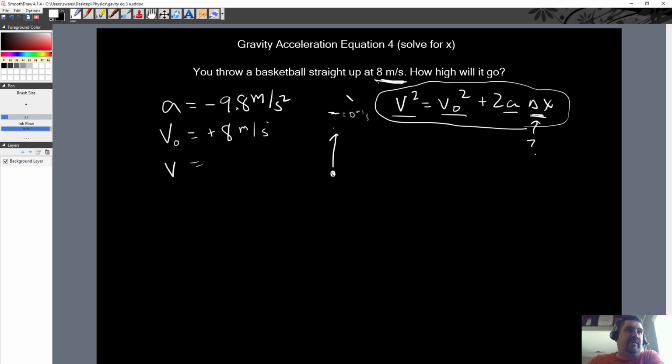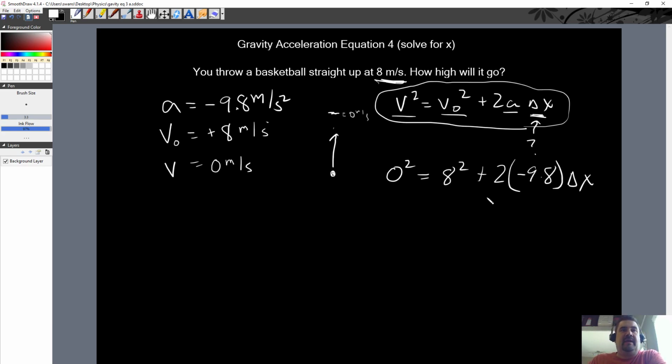So we know that for the part they're asking us about, how high will it go, the highest spot, anytime they ask about the highest it will ever go, or the peak of its trajectory, the final speed up there is going to be 0. So we actually do know all those other things. So let's plug them in. Final speed 0 squared is equal to initial speed 8 squared plus 2 times negative 9.8 times delta x.